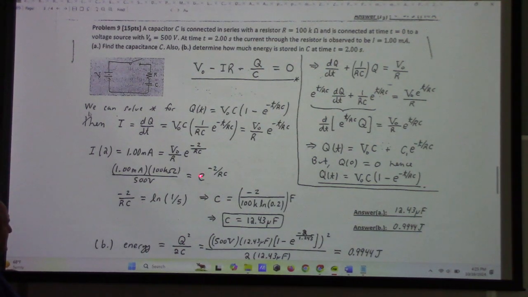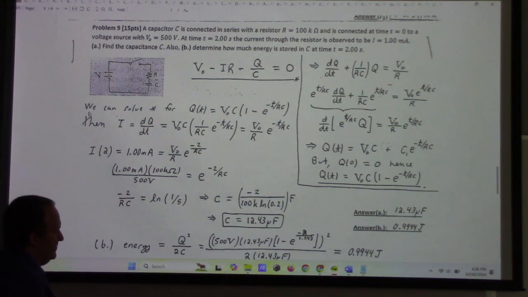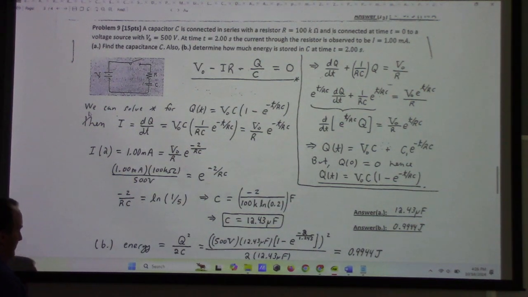So I take the natural log of both sides. This is 0.2 actually. And so I get minus 2 over RC is natural log of 0.2, which works out to give me C is equal to minus 2 over 100K times the natural log of 0.2 farads, which works out to 12.43 microfarads. I think a couple of you got this. That's good. Many more of you did not get that.